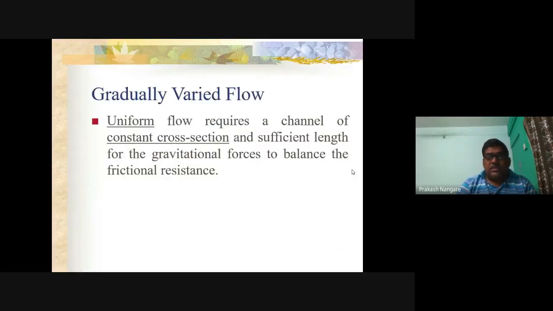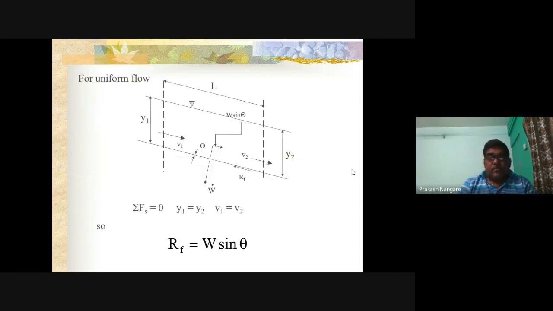So gradually varied flow is related to uniform flow. Uniform flow requires a channel of constant cross section and sufficient length for the gravitational forces to balance the frictional resistance. This is the requirement. Because of that, the depth of the flow changes over a longer distance, and this condition is also observed in uniform flow, having a constant cross-sectional area of the channel and sufficient length for these gravitational forces.